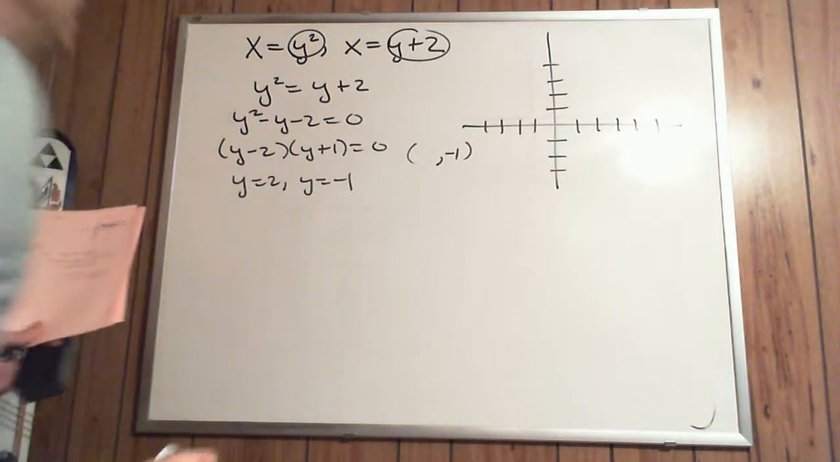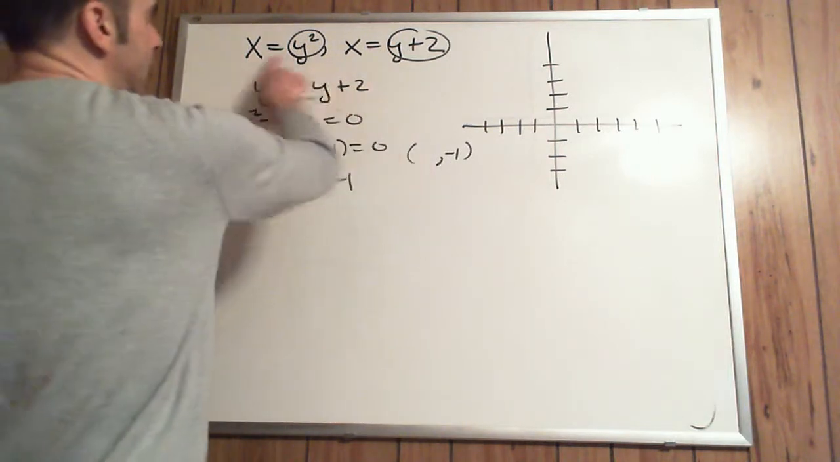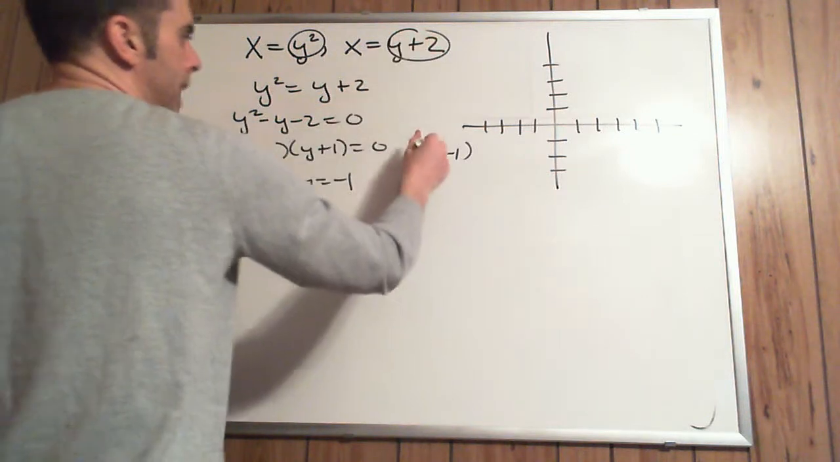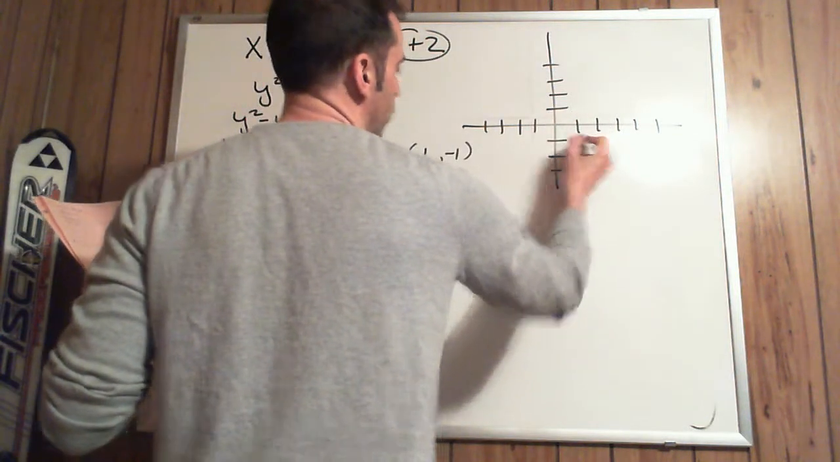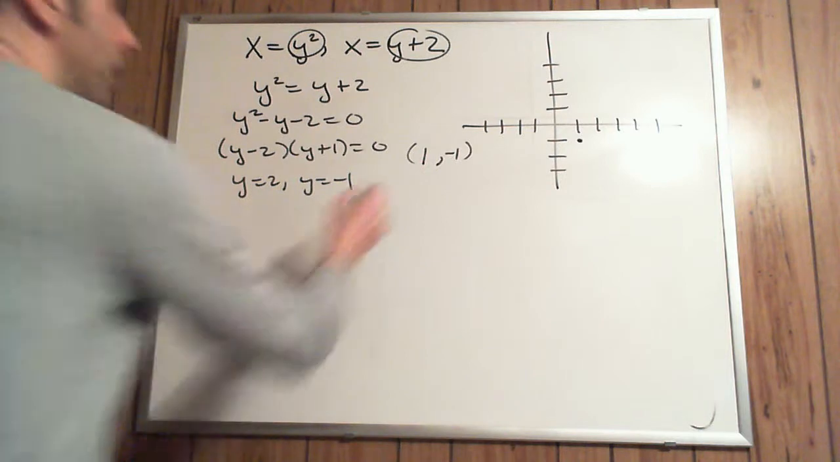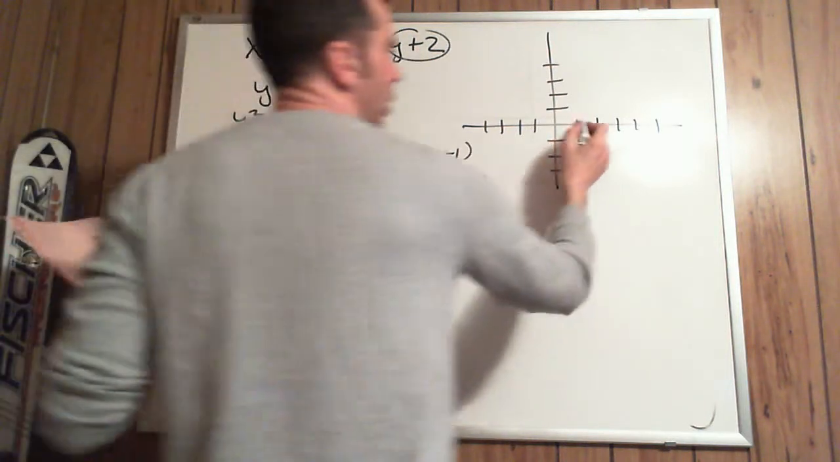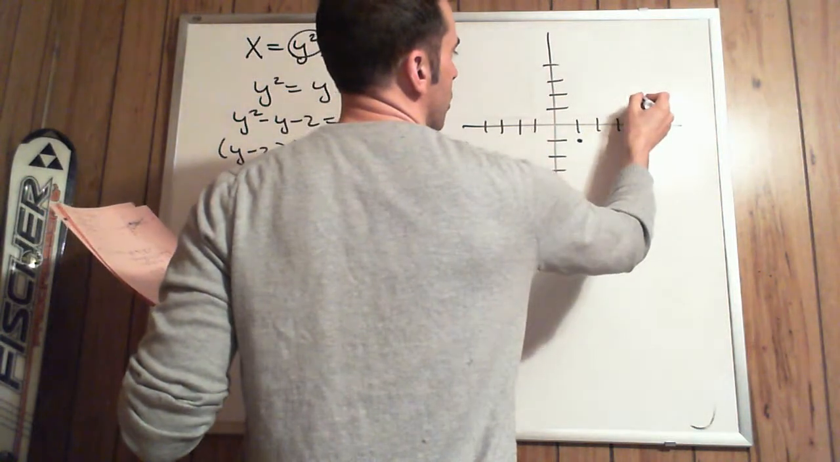Okay, so when y is negative 1, you can put it back into either spot to learn what x is. So when y is negative 1, I get x to be 1. So 1, negative 1. When y is 2, I can put that here and I get x is 4. 1, 2, 3, 4, up 2.